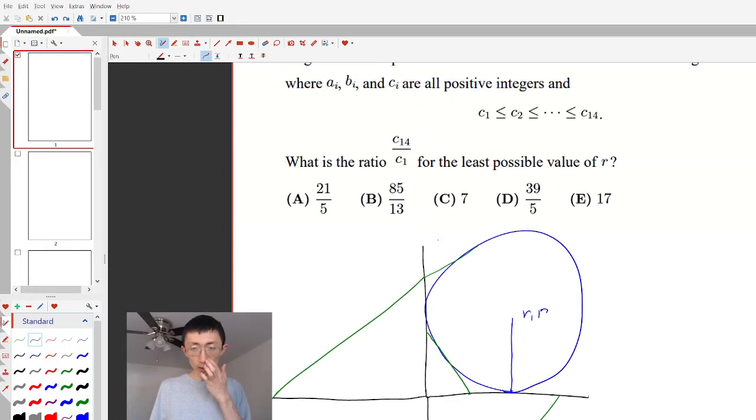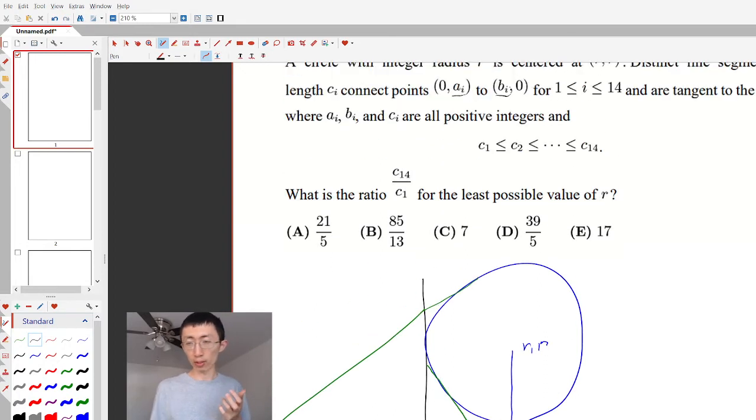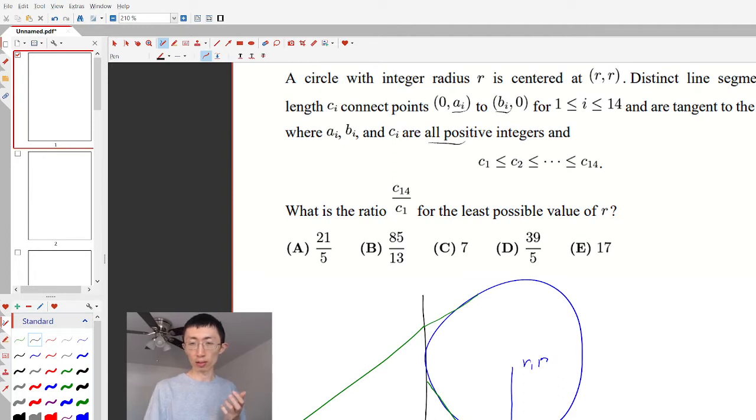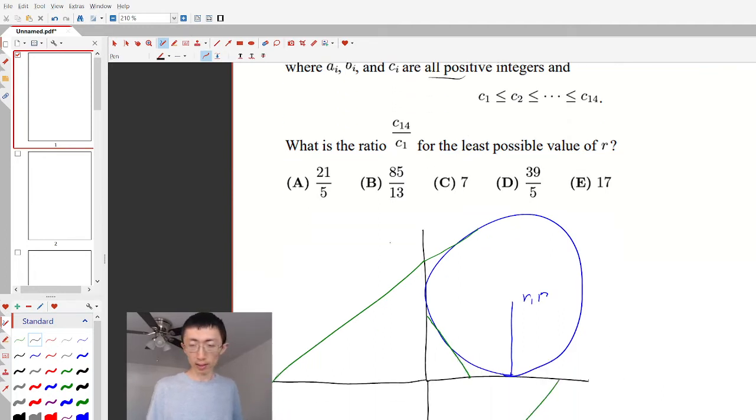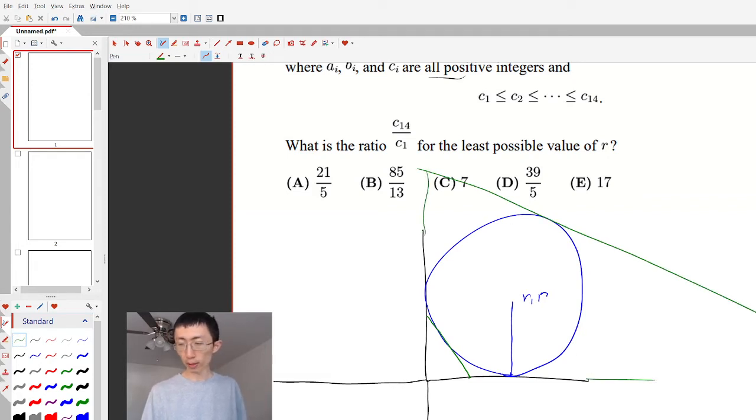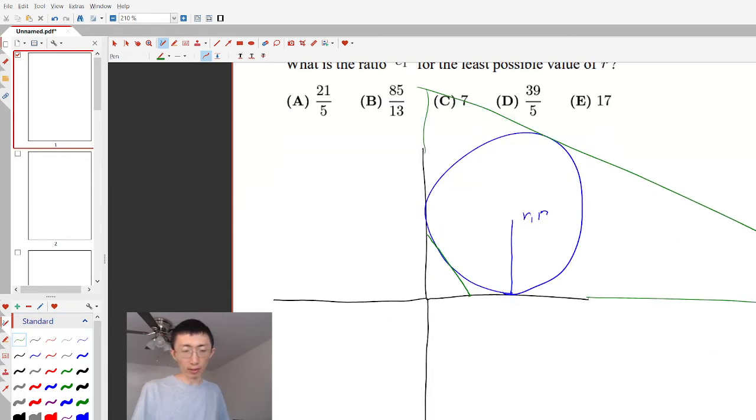But the problem says that A_i and B_i are positive integers, so they can't intersect at a negative coordinate. So let's just erase that. Okay, the only other configuration is that the blue circle is an incircle of the right triangle, and that's also possible. So it's either the excircle or the incircle of some triangle in the first quadrant with the coordinate axes as the legs. Okay, so let's just review some facts about inradii and exradii that hopefully you know.